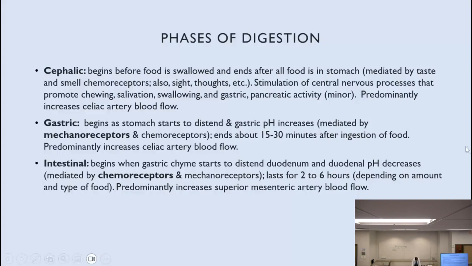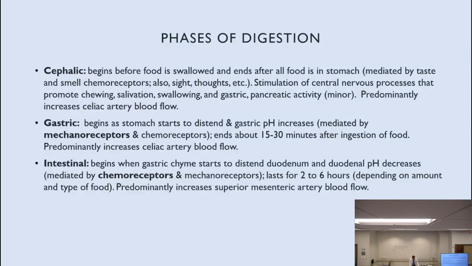Now, the gastric phase begins when we start distending the stomach. Normally, when the stomach is empty during the cephalic phase, the pH in the stomach should be around 1 or 2. Very, very acidic. Once the food gets into the stomach, the food buffers the acid of the stomach, so the pH goes up, maybe to 4 or 5. So we have the distension of the stomach and the increase in the pH. There are some mechanoreceptors and chemoreceptors that detect these changes. After we ingest the food, that phase is going to end maybe 15, 30 minutes later. At the same time, we're going to start moving some of this chyme into the duodenum.